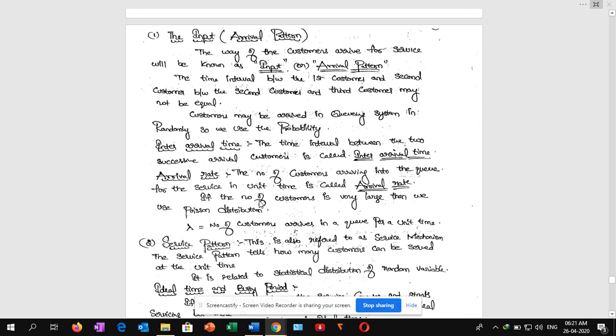Next, arrival rate means the number of customers arriving into a queue for service. Why do they arrive into the queue? For the sake of service. In a unit time, here you have to mention unit time, at a particular unit time, is called arrival rate. Here arrival rate is considered as lambda. Lambda equals the number of customers arriving in a queue per unit time. So this is about the input.